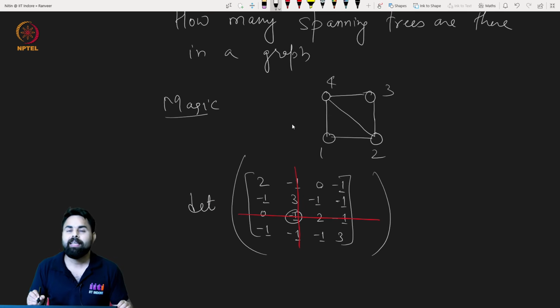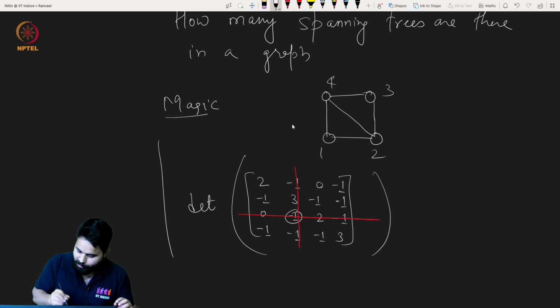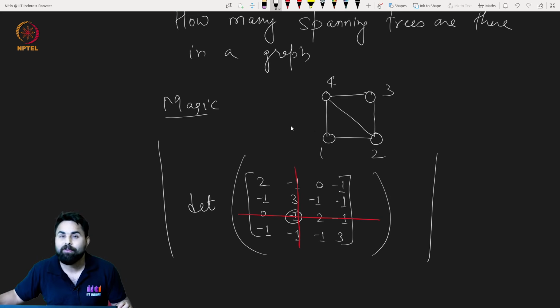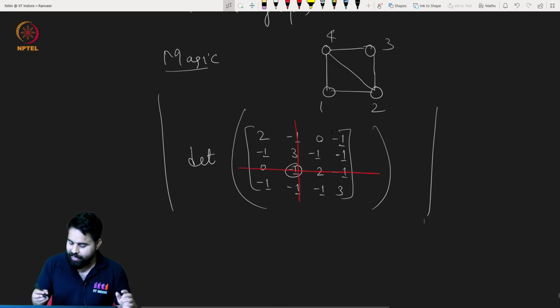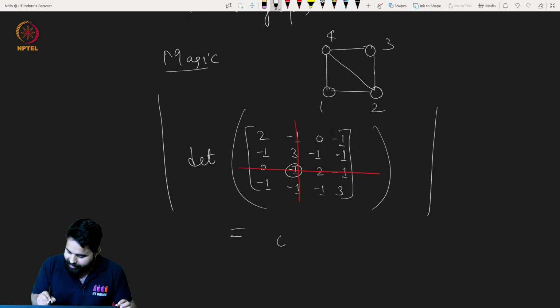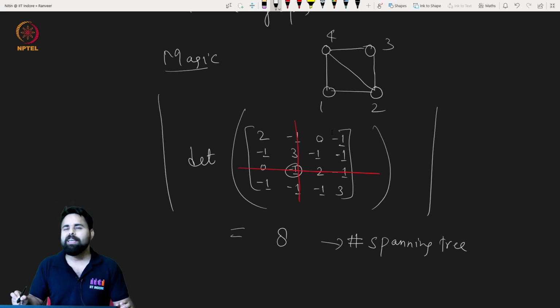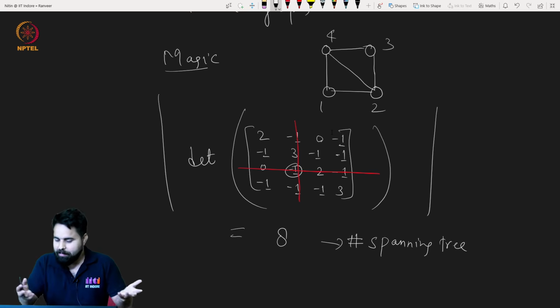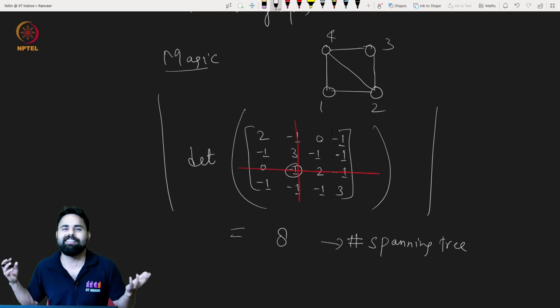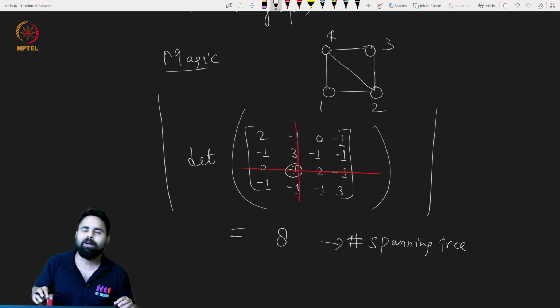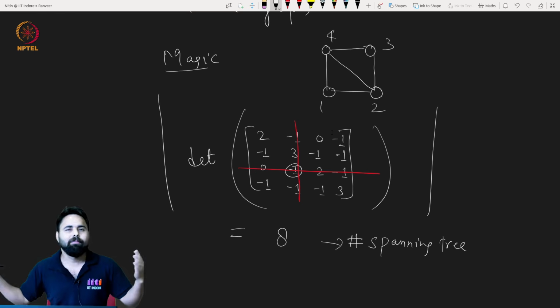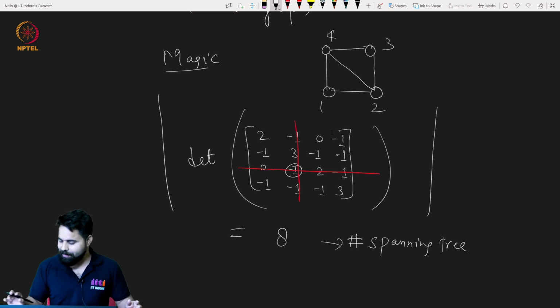The mod of this determinant will give you the number of spanning trees. If you calculate it, the answer here will be 8. The mod will be 8. This will give you the number of spanning trees. Just keep on thinking why. You may just check here that there are in fact 8 spanning trees. But why, how I draw this matrix, why choosing any entry and deleting the corresponding row and column and then taking the determinant, the mod of this value will give you the number of spanning trees.